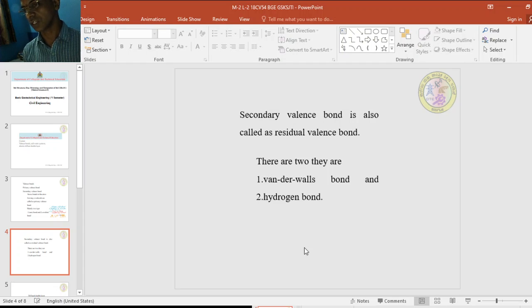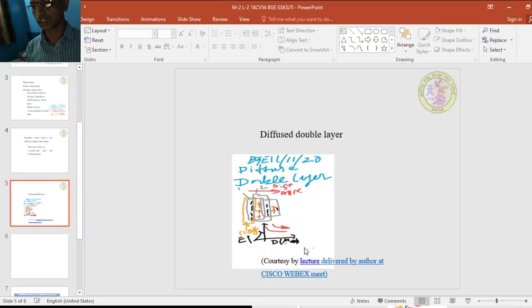A secondary valency bond is also called a residual valency bond. How does it form? An atom of one molecule bonding with an atom of another molecule forms a bond called a secondary valency bond. As only one atom of one molecule is bonding with one atom of another molecule, any time if exchangeable ions take place, breakage of that bond occurs. Therefore, secondary valency bond is called a weak bond. There are two types of secondary valency bond: van der Waals bond and hydrogen bond.